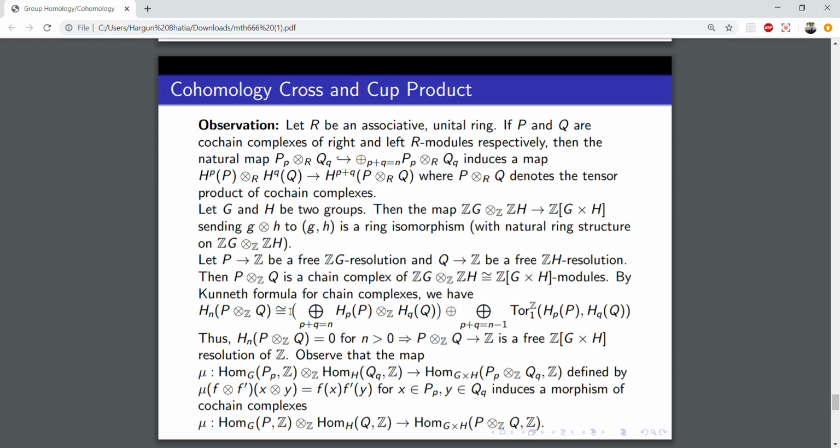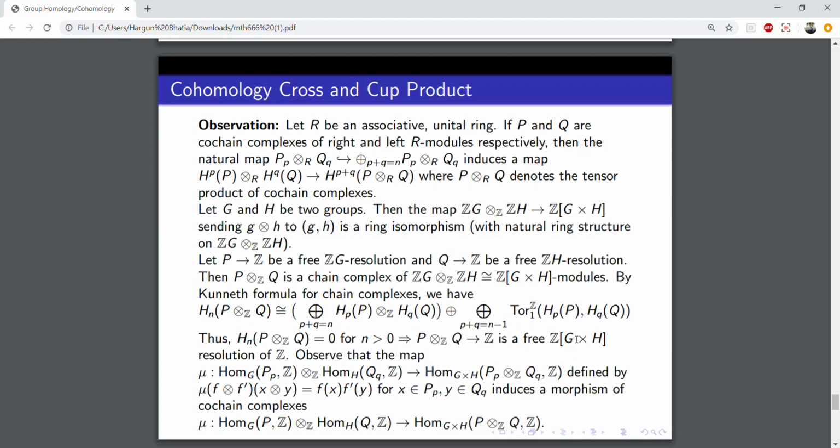So applying the Künneth formula for chain complexes to this tensor product P tensor Q, the nth homology is this direct sum of the individual homologies tensored, plus this Tor correction factor. Now notice that since P and Q are exact in this resolution, the homologies H_p(P) tensor H_q(Q) vanish if p is bigger than 0 and q is bigger than 0. So if you want to compute this homology for n bigger than 0, notice that one of these must always vanish, so this is 0 anyway.